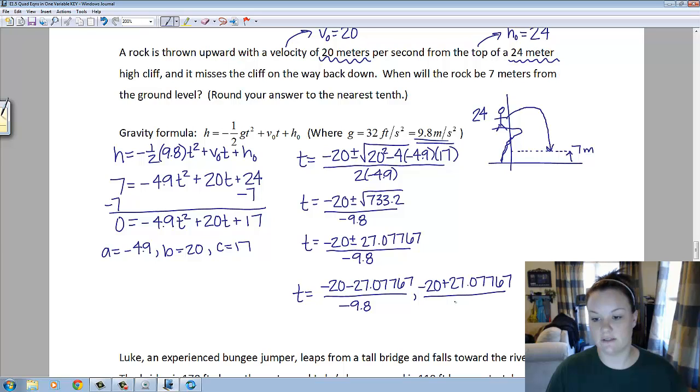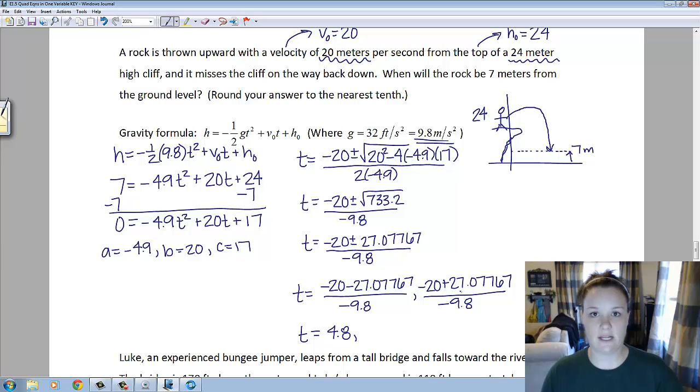That's actually going to give me a positive answer, and the answer that I get is about 4.8. Now, in the next one, when I do negative 20 plus 27 point whatever, I'm going to end up with a positive 7 and some decimals. When I divide that by negative 9.8, that's going to give me a negative, which I already know is not a good answer because I'm dealing with time. It actually comes out to about negative 0.7.